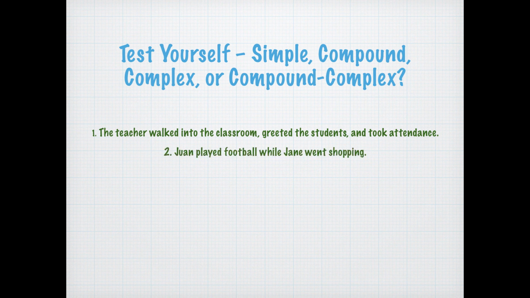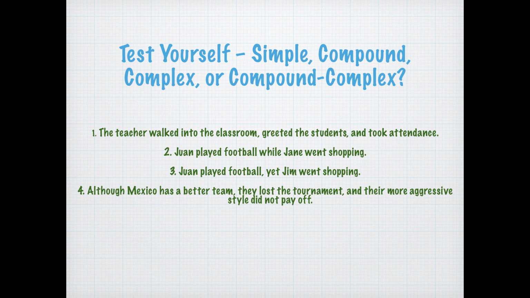Juan played football while Jane went shopping. This is a complex sentence. Juan played football is an independent clause, but it ends with while Jane went shopping. We know while is a subordinating conjunction. Juan played football, comma, yet Jim went shopping. This is a compound sentence because we see two independent clauses that are joined by a coordinating conjunction, comma, yet.